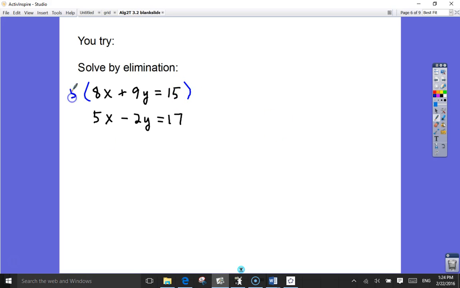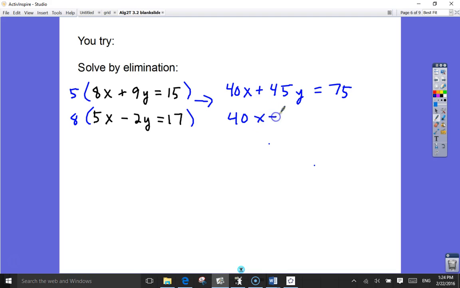So multiply this one by 5 and this one by 8. And our equivalent system then is 40x plus 45y equals 75. And 40x minus 16y equals 136, I guess.